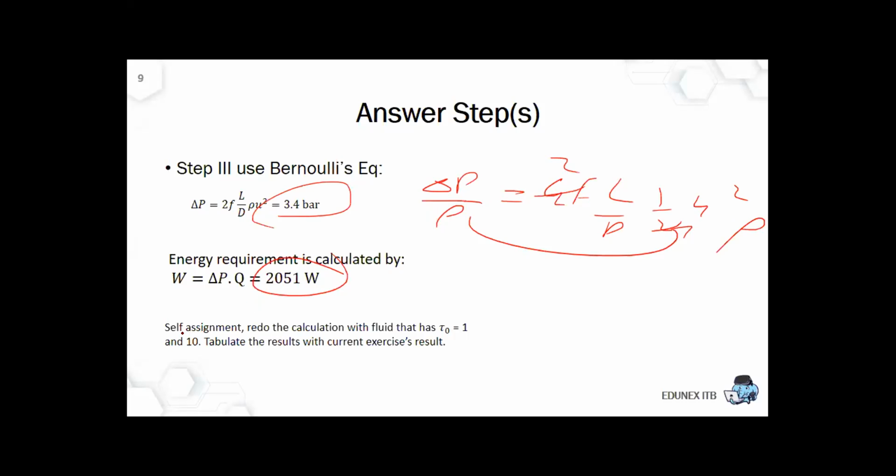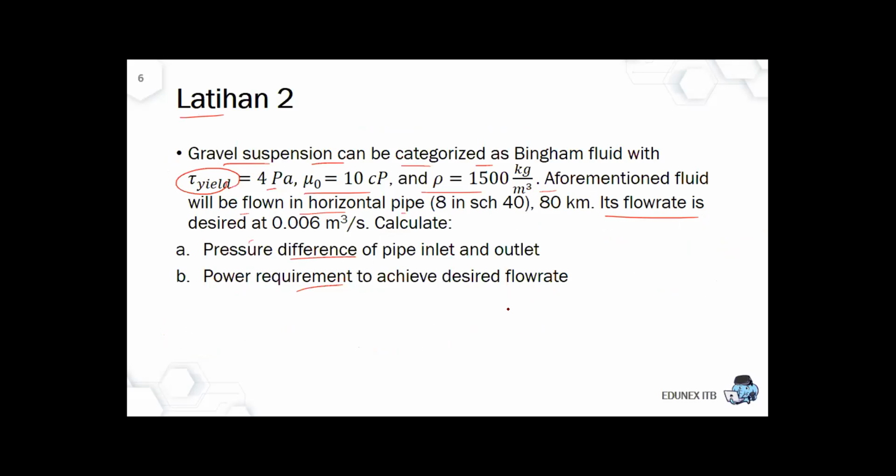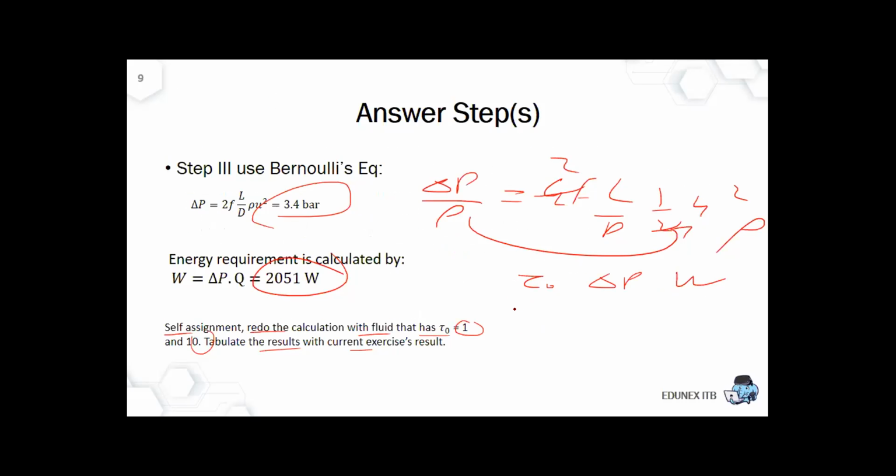Now you have the self-assignment: redo the calculation with a fluid that has tau 0 equal to 1 and 10. Then tabulate the results with the current exercise results. You have the tau 0, the delta P, and the W or work. I think this one is 4, so the values are 4, 1, 4, 10. How much?